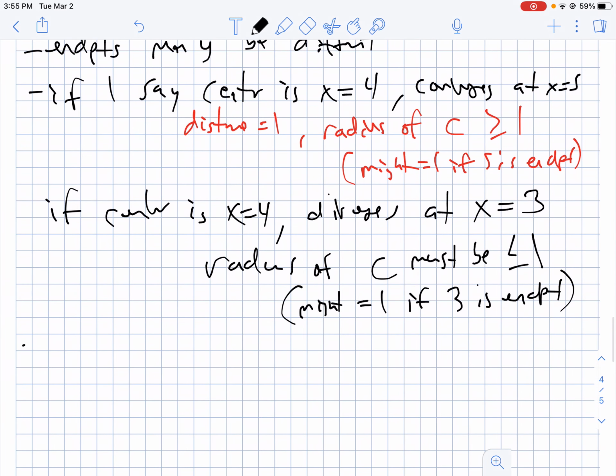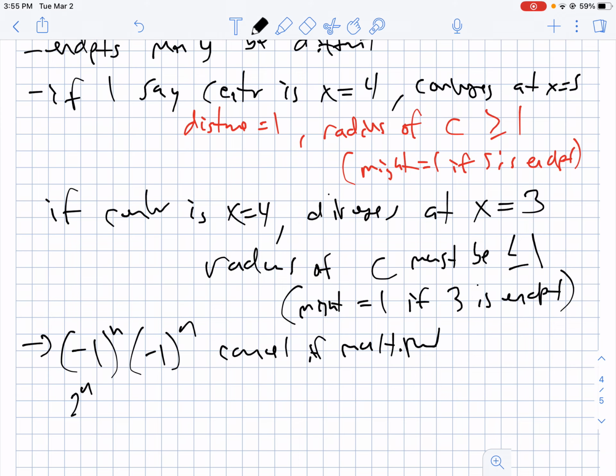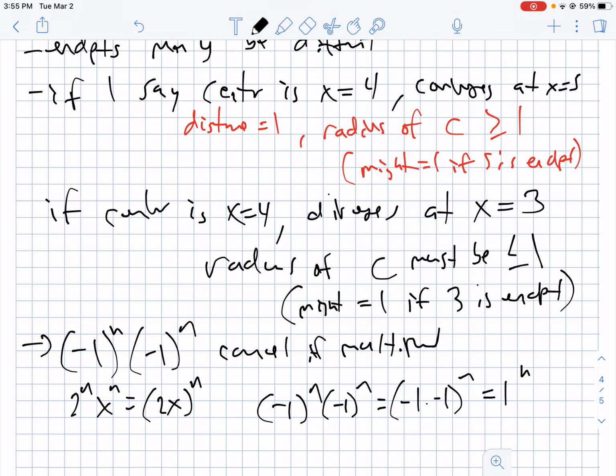One more final note is that negative 1 to the n times negative 1 to the n cancel if they're multiplied. And you can kind of see this, right? Because we know if you have like 2 to the n times x to the n, that's 2x to the n. Well, if you have negative 1 to the n times negative 1 to the n, that's negative 1 times negative 1 to the n, which is just 1 to the n. Okay, cool. So those cancel out, and that's, of course, just 1. So if you see two alternating terms like that, they cancel.